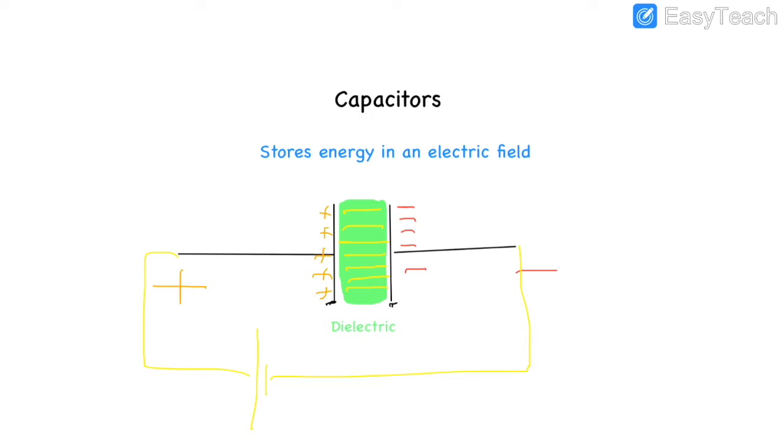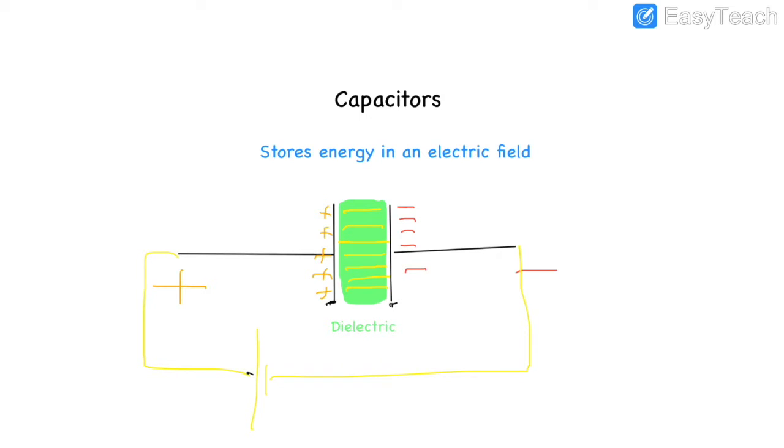So I've shown here my parallel plate capacitor. It's got two metallic plates separated by a dielectric medium. Now, this dielectric medium is something that does not conduct electricity. It can be glass, air, anything.